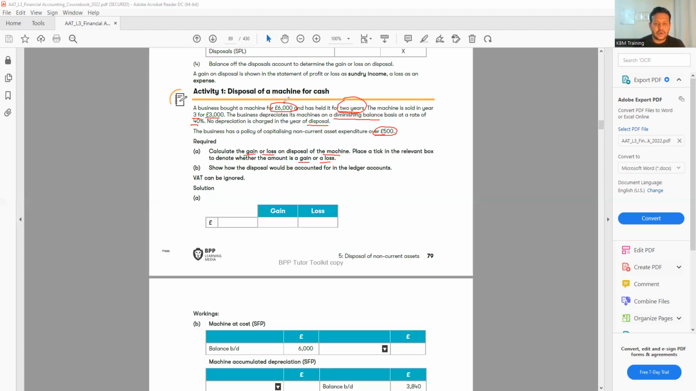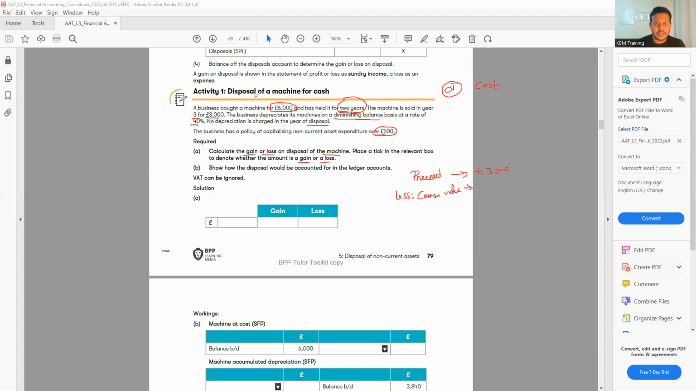So you can see our cost is 6,000 and we sold it for 3,000. So we need to use the formula. So we said proceeds. Proceeds means sold for 3,000 pounds. We have to minus, less the carrying value. Now the carrying value needs another working, so we need to know how to find out the carrying value. Carrying value means cost minus accumulated depreciation. So let's find out how much it is.